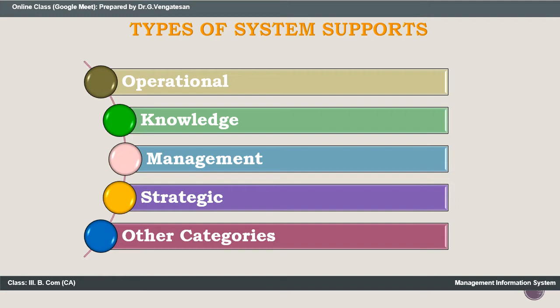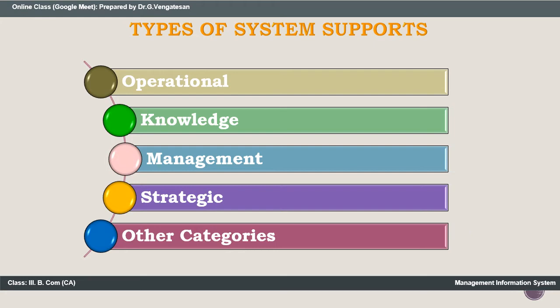And now we are moving to the next head called types of system support. Before entering into the types of system support, we have discussed what the system support is, the introduction part, and the components related to it. Now we are in the types of system support. On this screen, you are able to see the five types of system support. The first one is operational, the second is knowledge, third is management, fourth is strategic, and fifth is other categories.